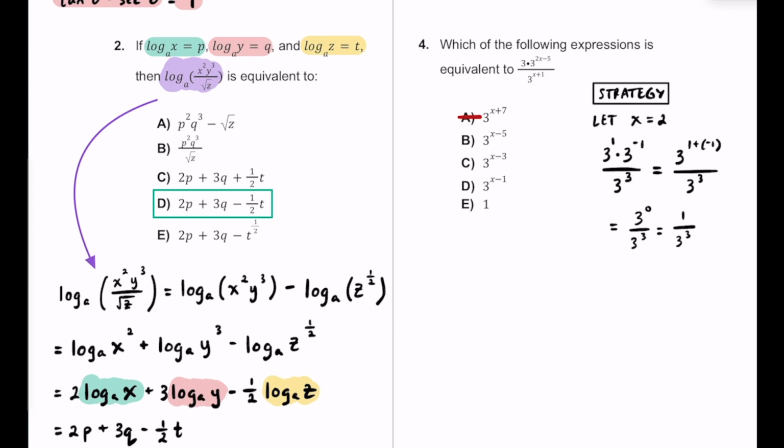So I'm going to go ahead and just cross out A. If we look at B here, if we plug in 2, that would be 3 raised to the 2 minus 5 power, or negative third power. 3 to the negative third power is actually the same thing as this.